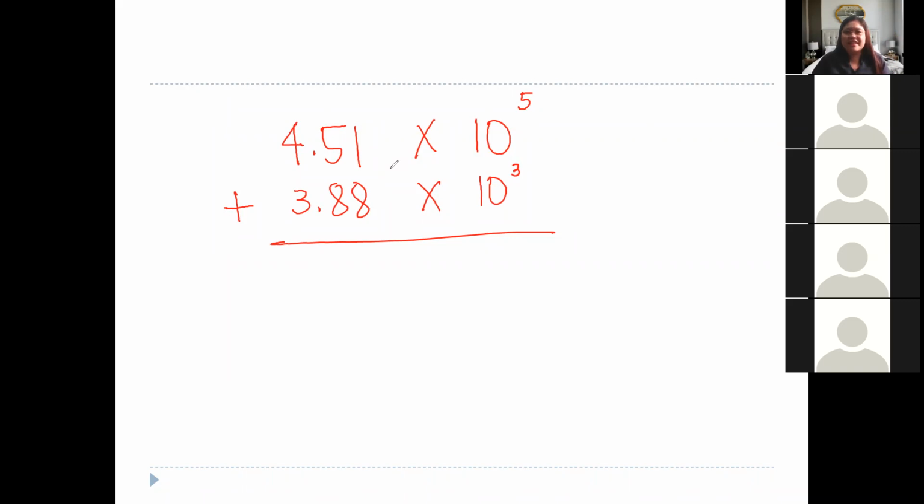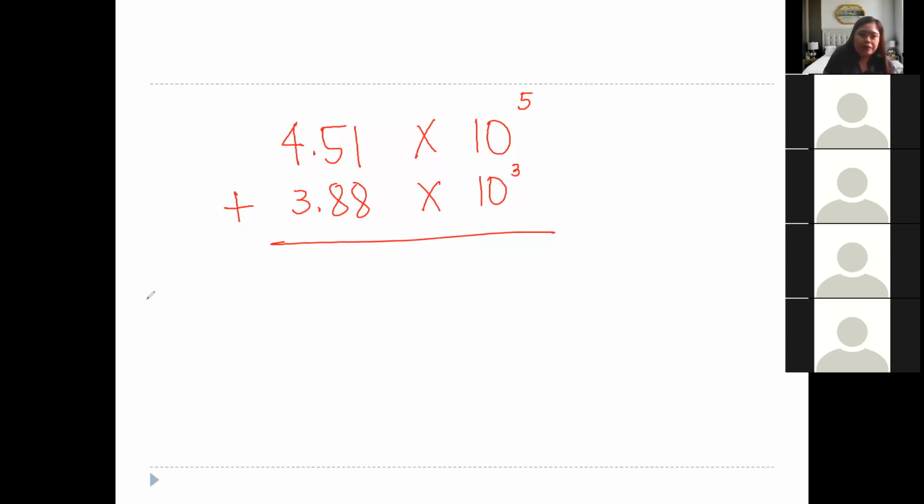Let's see who got it right. This is addition. When we do addition, class, the first thing to look at is their exponent, whether they are the same. If they are not the same, we adjust. Again, if not the same, we adjust. So just like this one, 5 and 3. They are not the same, so we really have to adjust, class.